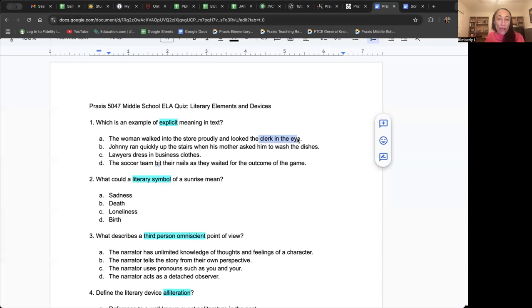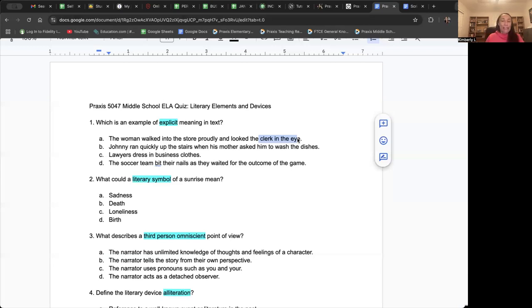For number two, we have, what could a literary symbol of a sunrise mean? A, sadness, B, death, C, loneliness, and D, birth. A literary symbol is when you have something that's present in nature, or like they're saying here, birth, death, things that happen in life, that the author uses as a symbol of something else, making you think beyond what the symbol itself is stated as. When I think of sunrise, I think of beginning, I think of the start of something.